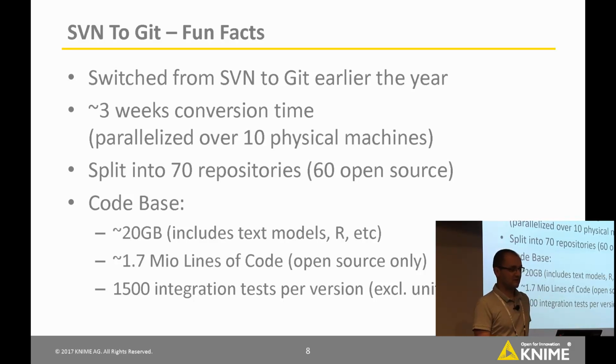The code base is something like 20 gigabytes. So it's not just source code, but also some models. For instance, our text mining extensions come with some models, which we distribute as part of the build, so they are contained in that also. Or there is also an R binary. There are about 1.7 million lines of code, mostly Java code, JavaScript code, and when we talk about Python and R integration, there's also Python and R code in it.